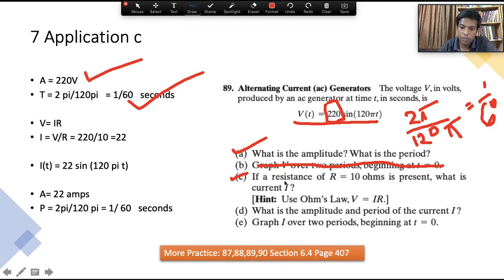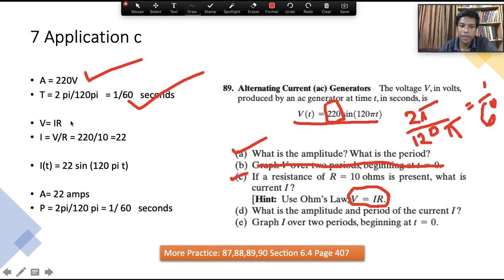Anyway, so C number question is, if the resistance R equals 10 ohms is present, what is the current I? And the formula is given. The formula will also be given in your paper, if this math has a chance to show up. So no worry about this formula. Some people may say, sir, this formula is new to us, but it will be given basically, no problem if this comes.